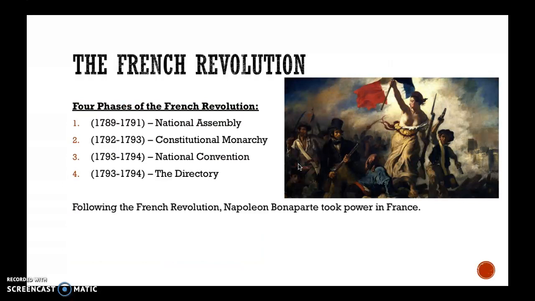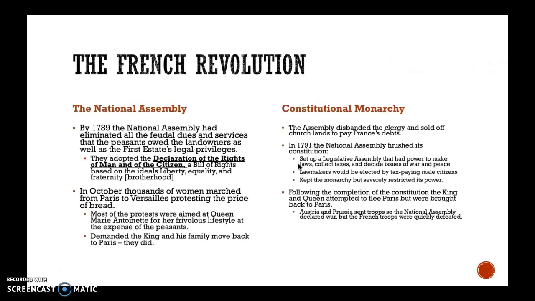So the French Revolution, we can kind of break into 4 different phases. The first one is the National Assembly, which we talked about with the Third Estate. The second one is the constitutional monarchy, where that Third Estate really starts to establish the Constitution. The third one is the National Convention that overlaps with the constitutional monarchy and essentially is the legislative body that was built. And then the very last one is the Directory, where the whole government completely changes. After the French Revolution, we'll talk a little bit about Napoleon, who takes power after the Directory.